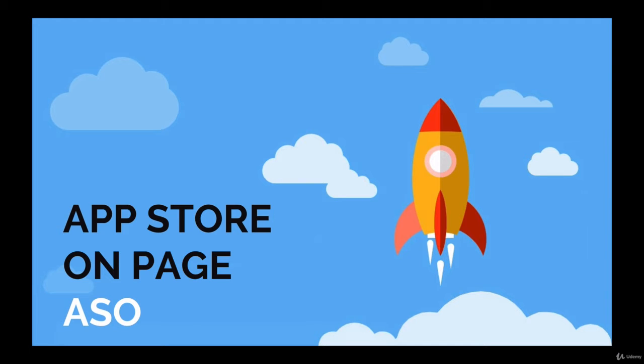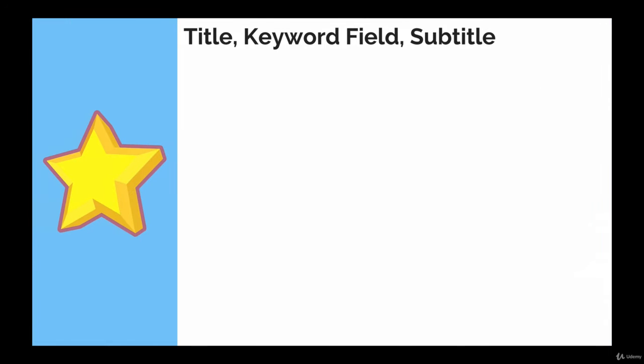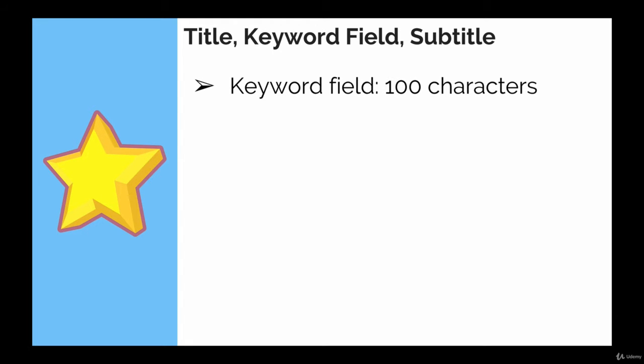Now let's talk about the important elements of ASO in the App Store, and we're going to talk about your app title, your keyword field, and the subtitle, which are very important. So first, we're going to cover the keyword field. It's something that your users do not see.